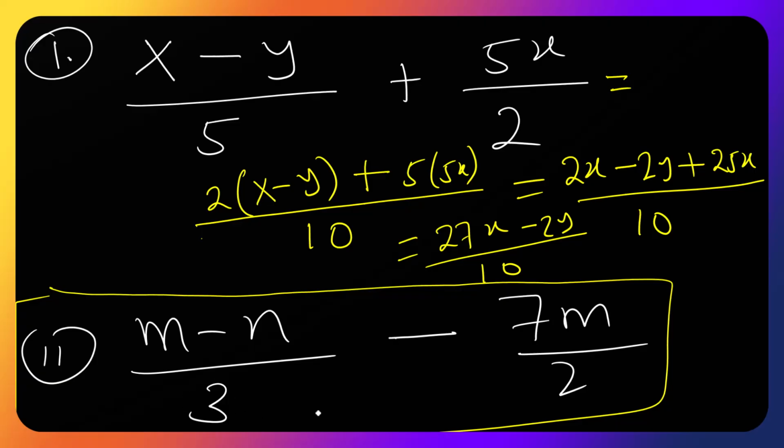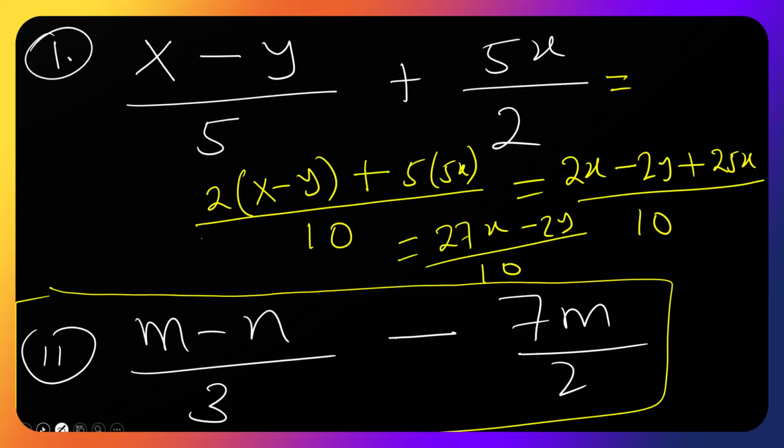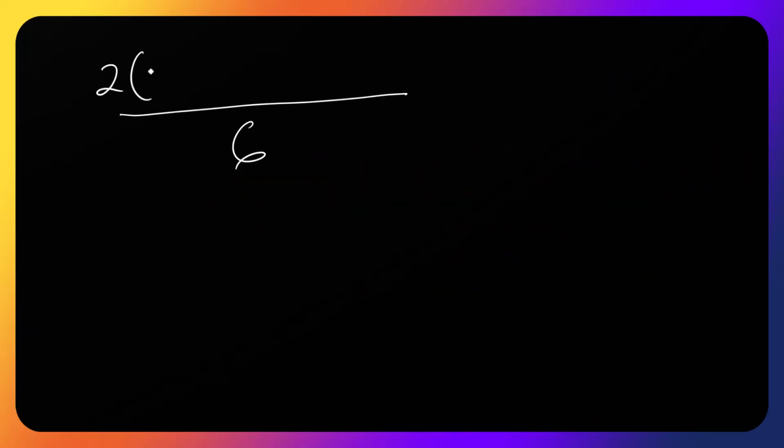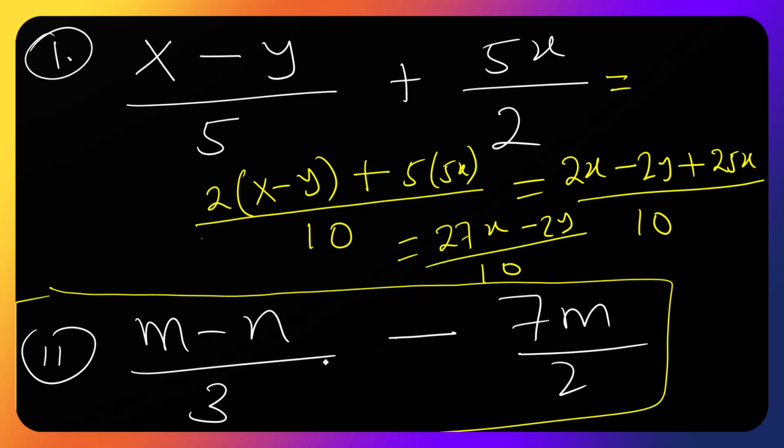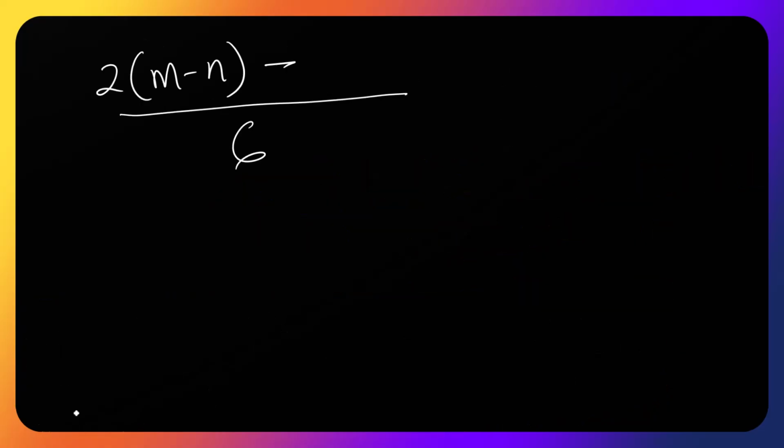Now, don't forget the LCM here is 6. So we have 6 as the LCM. So 3 into the LCM is 2, so 2 times the numerator will be 2 multiplying by that. Remember the negative sign. We have the minus sign here. And 2 into the LCM will be 3 multiplying by 7m. So you have this.